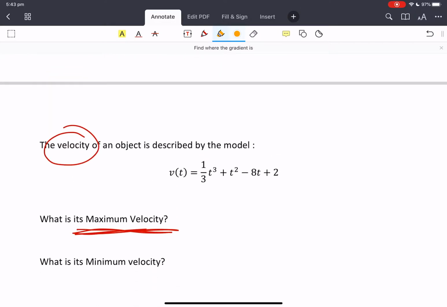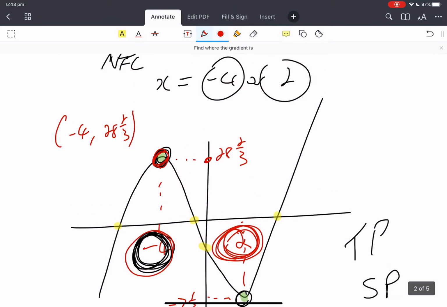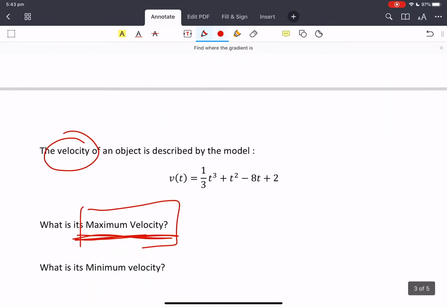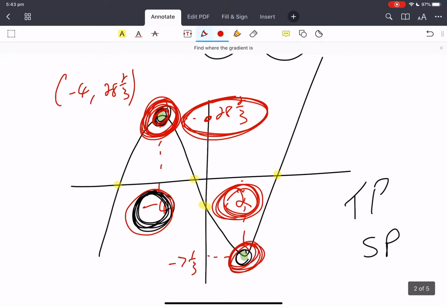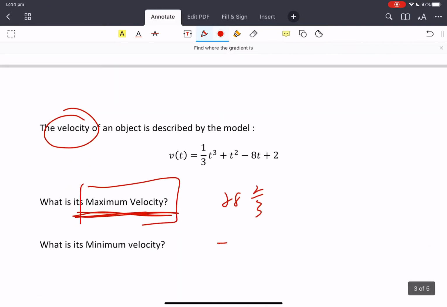Okay, so maximum velocity will happen at this point here. The velocity is the value of the function. So what's the maximum velocity? 28 2/3. Its minimum velocity is down here. The velocity is this thing here, which is -7 1/3.